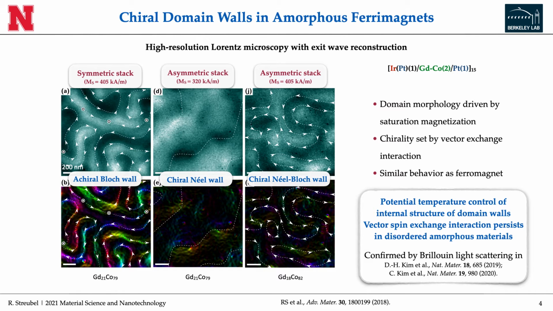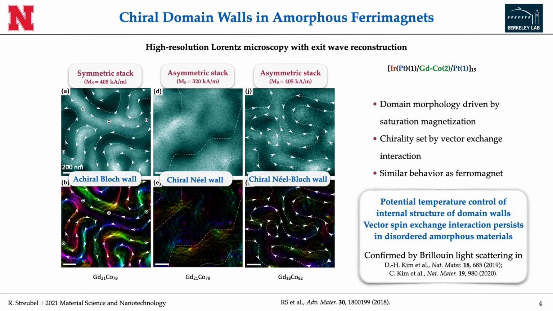Now, we further used heavy element materials such as platinum and iridium to really induce interfacial inversion symmetry breaking and an interfacial DMI, Dzyaloshinskii-Moriya interaction, on cobalt. And by doing that, we further visualized the magnetic domain walls in those out-of-plane magnetized materials, where we use phase contrast imaging with high-resolution Lorentz microscopy to reconstruct the exit wave. And the top row shows the electron phase. The bottom row shows the in-plane magnetic induction, or in this particular case, the magnetization.